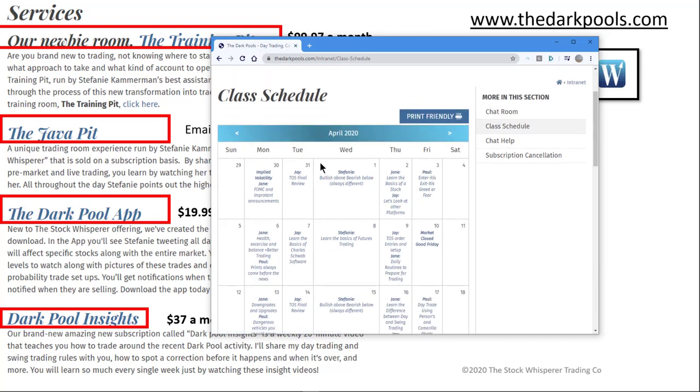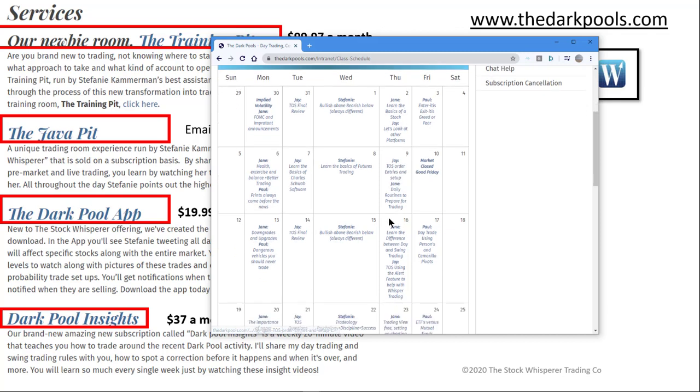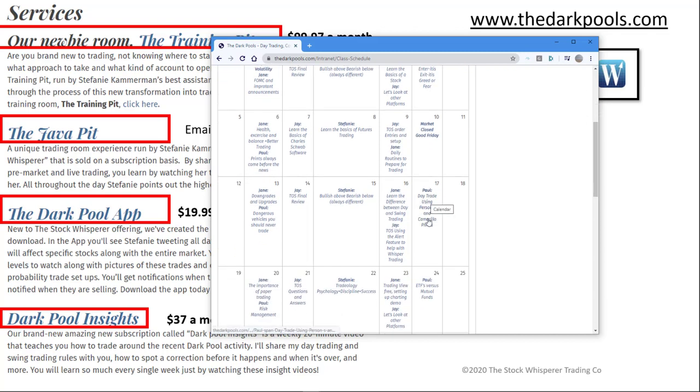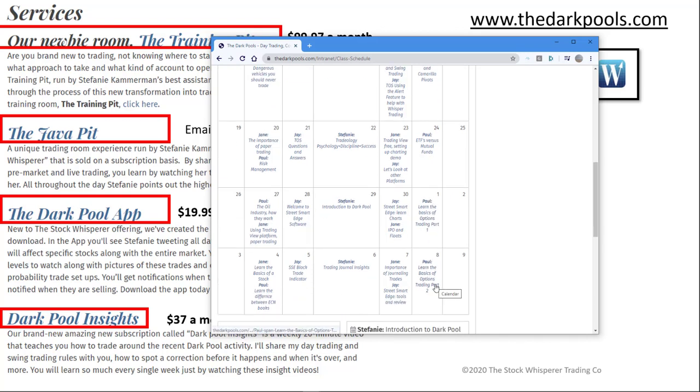Gosh, so bad. Every Wednesday, or every other Wednesday, I do bullish above, bearish below. I do learn the basics of futures trading. Jane teaches about stocks, platforms, thinkorswim. Jay teaches thinkorswim. Paul teaches day trading using pivots, Camarillas. He teaches ETFs versus mutual funds. Learn the basics of options is coming up, part one, part two. Jane does the importance of journaling trades.